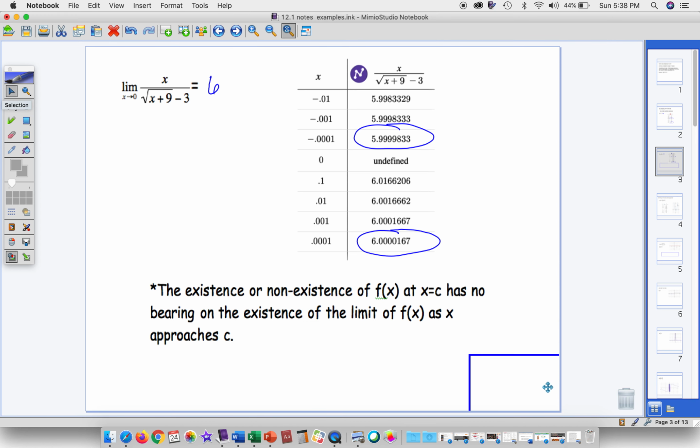Okay, so this is an example where the existence or non-existence of f of x at x equal to c has no bearing on the existence of the limit. What that's saying is that even though we can't calculate f of 0, we can calculate the limit as x approaches 0.